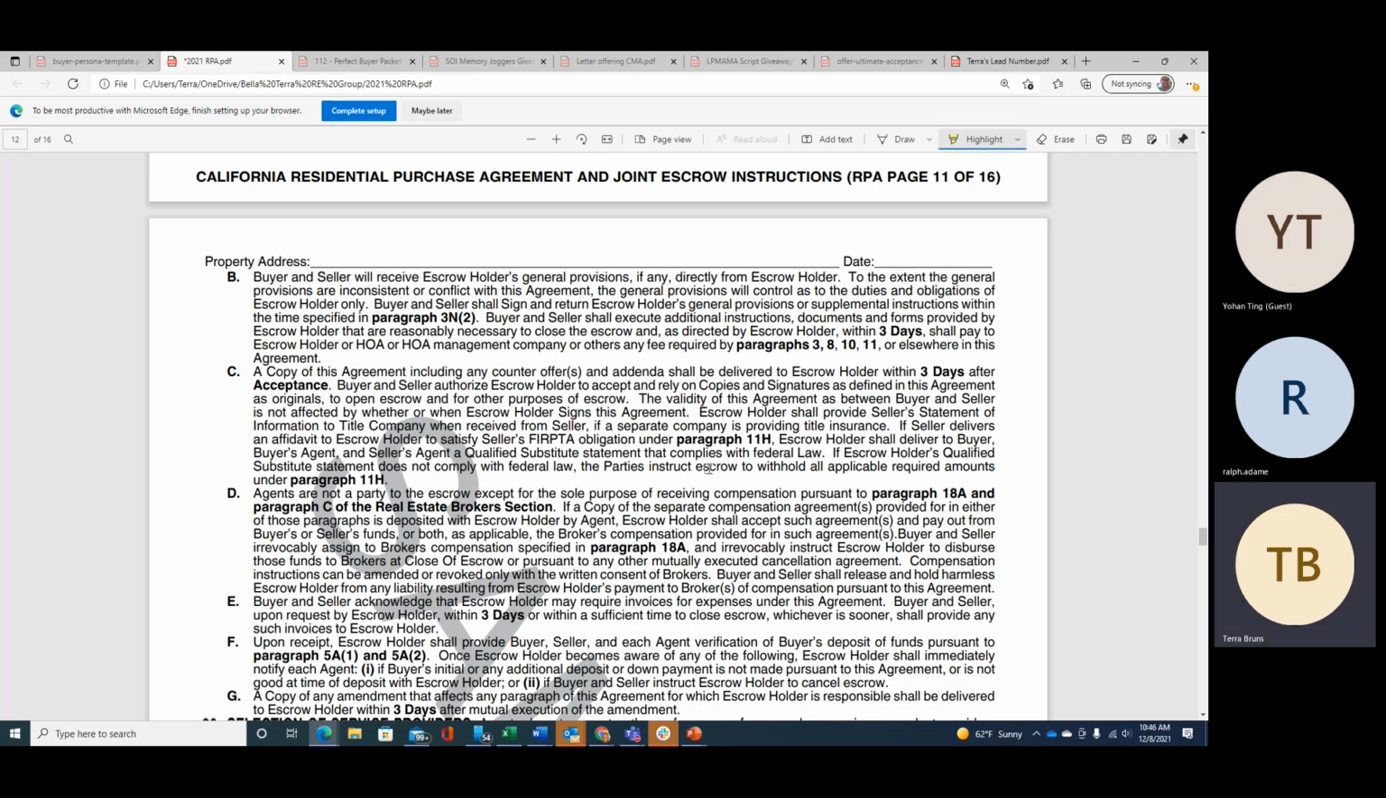Yeah, 3 days. The 3 days, again, bolded here. Those HOA documents, the seller needs to pay and order those HOA documents within 3 days of the acceptance of this offer. So that one is a big change.